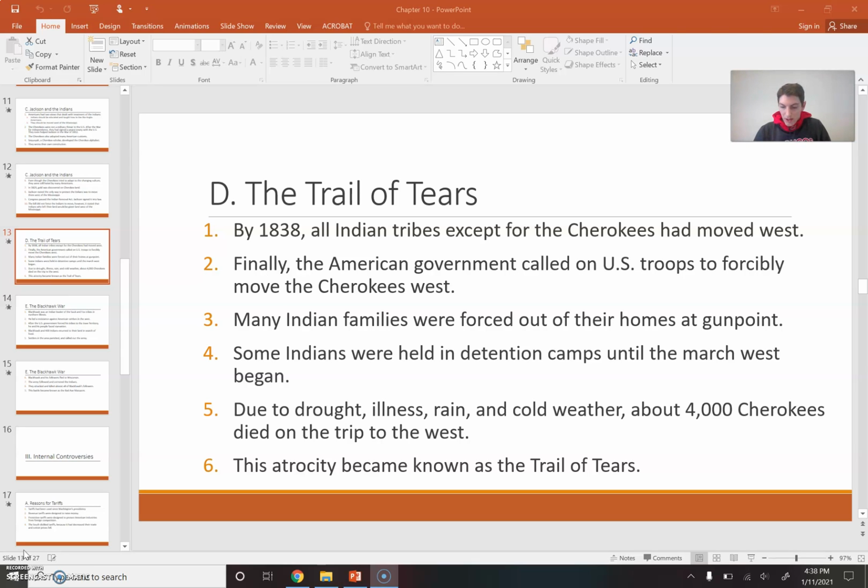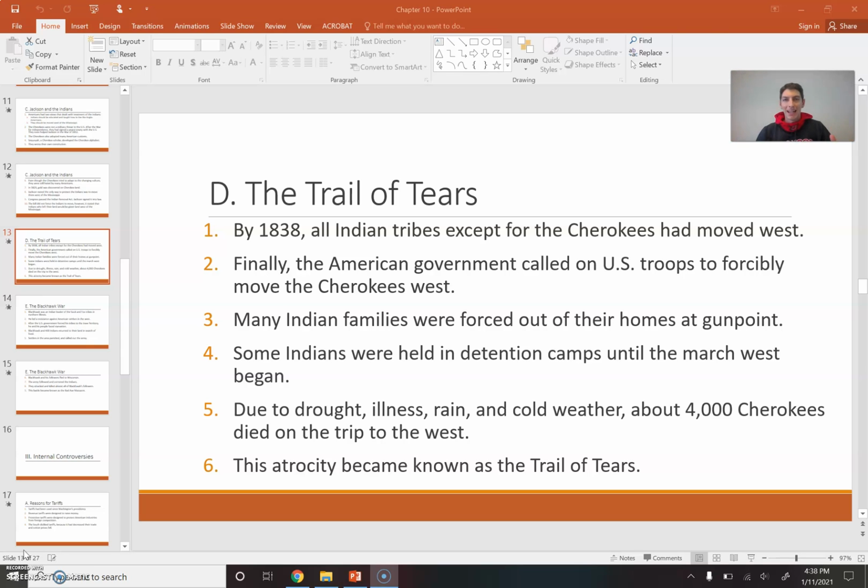So let's go ahead and pick up with the Trail of Tears. We said by 1838, all Indian tribes except the Cherokee had moved west, and so the American government called on U.S. troops to forcibly move the Cherokees west of the Mississippi River. Many of the Indian families were forced out of their homes at gunpoint. Some Indians were held in detention camps until the march west began.